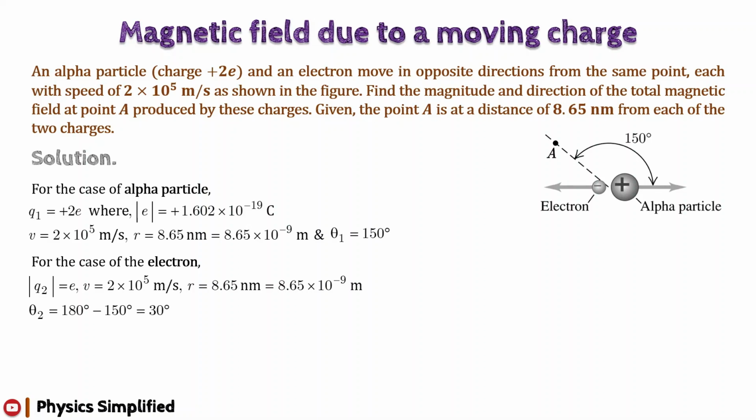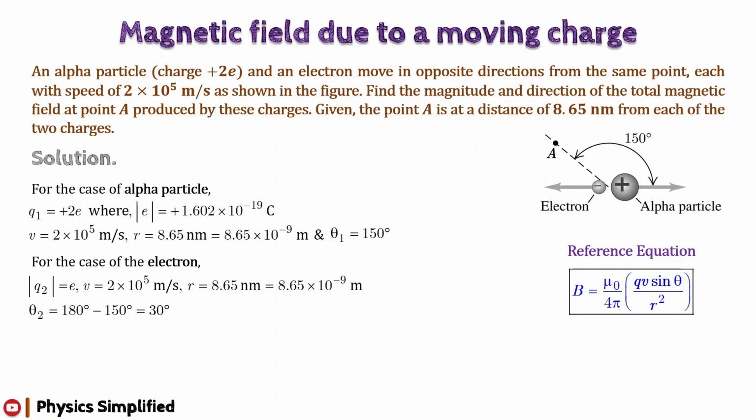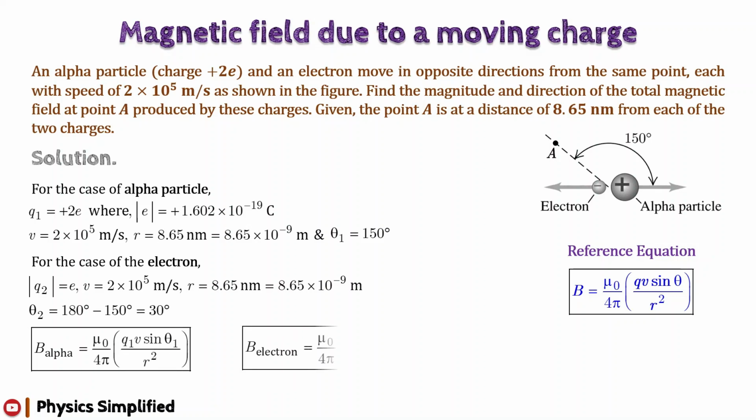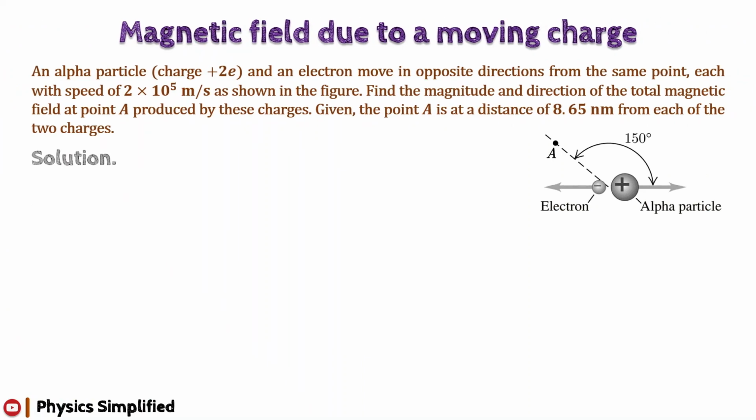The reference equation to determine the magnitude of the magnetic field produced by a uniformly moving point charge is B equals μ0 by 4π times q v sin θ divided by r squared. From this equation, we get the expressions of the magnetic fields produced by the alpha particle and the electron respectively. Remember, μ0 by 4π is always equal to 10^-7 tesla meter per ampere.